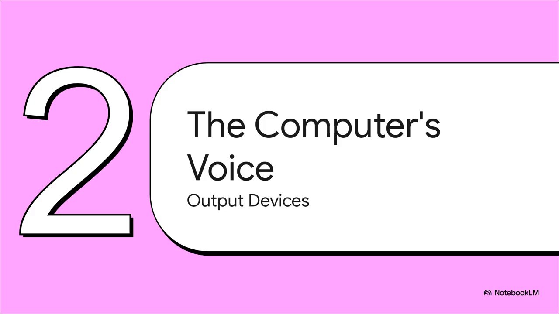All right, so we've given our computer senses. It can feel our touch through the keyboard, see our world with a camera, and hear our voice with a mic. But a conversation is a two-way street, right? It's not enough for us to just talk at it. We need the computer to talk back, and that's where output devices come into the picture.